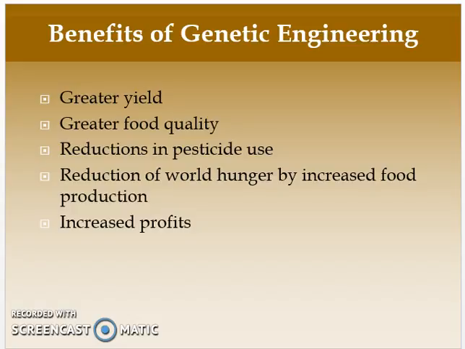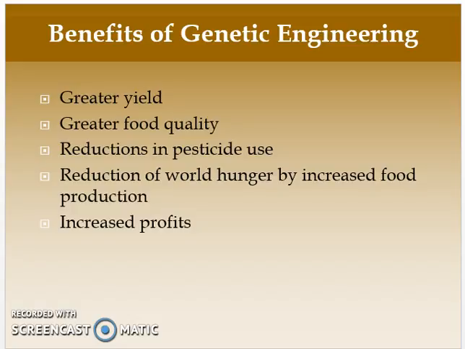Reduction in pesticides. We can breed them or engineer them so that they are resistant to pests, resistant to disease, which is going to make it so you have to use less pesticides, theoretically. Reduction of world hunger by increased food production. If we can grow more food per acre, we can grow more food and therefore potentially feed more people.